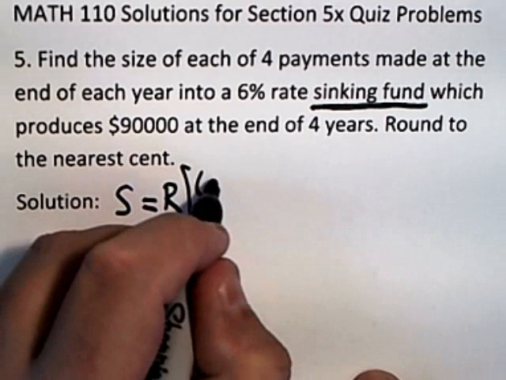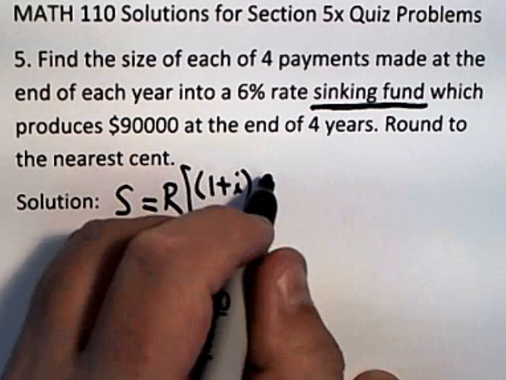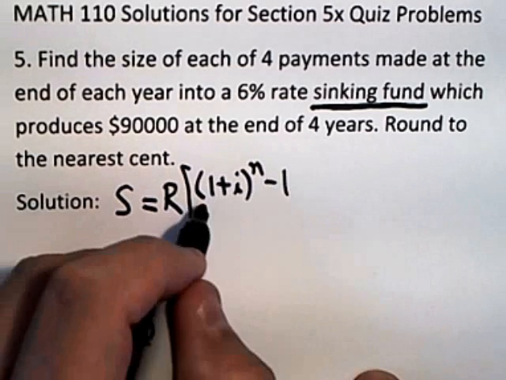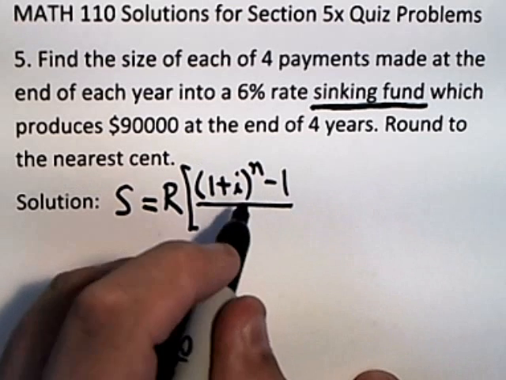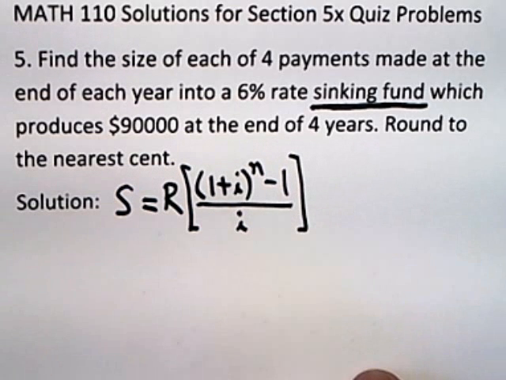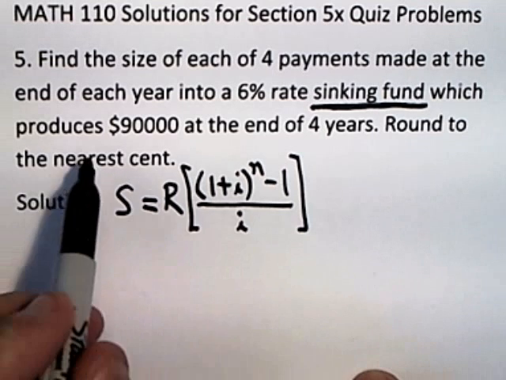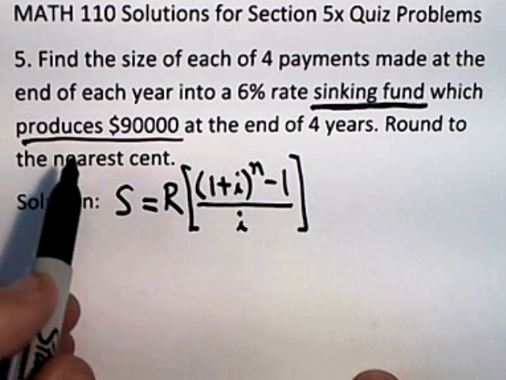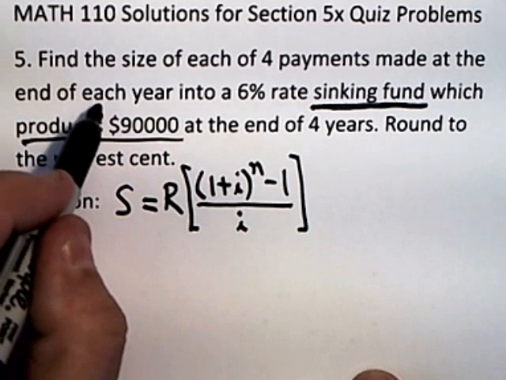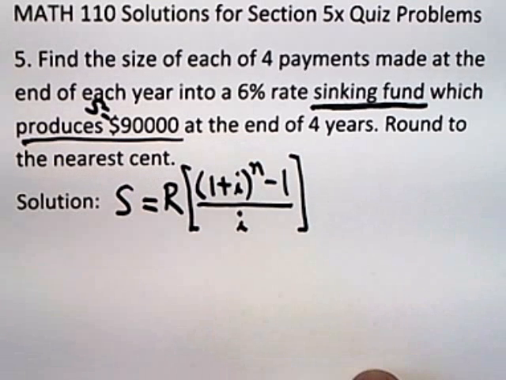If you get that wrong, then everything else, of course, is going to be nonsense. So you have to get the formula correctly. This is the formula for the future value of an ordinary annuity, and you know that because it says sinking fund. A sinking fund is another term for an ordinary annuity. Now, as I said, they told you this is going to produce $90,000, so they're telling us there what capital S is.